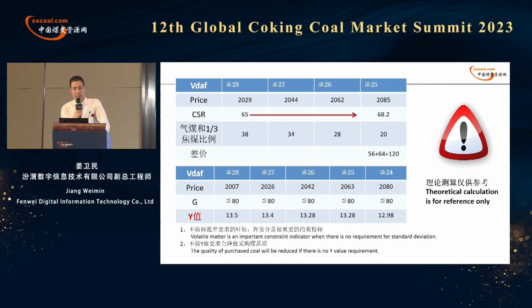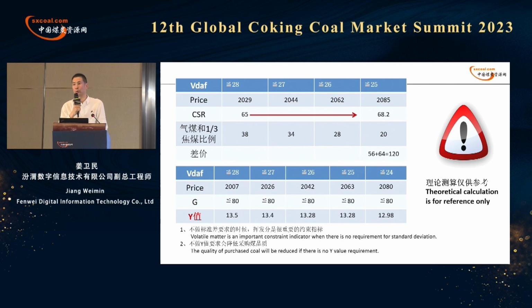When the proportion is between 28 to 35, it has a heat intensity of 35. So when you have 25, you could have a heat intensity of 20. So the conclusion is that volatile matter is an important constraint indicator when there is no requirement for standard deviation, and the quality of purchased coal will be reduced if there is no Y value requirement.